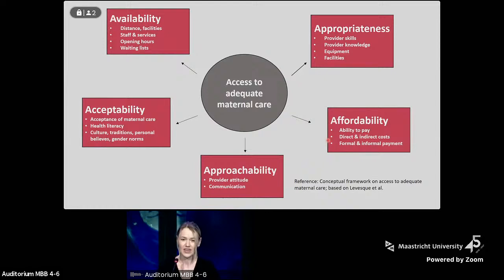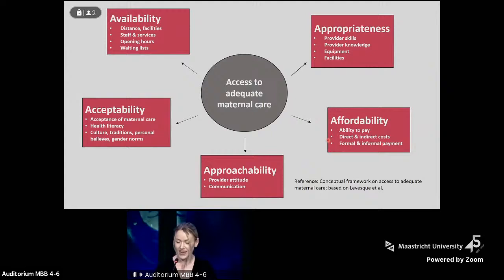System level indicators such as the number of healthcare institutions and providers and public healthcare coverage only partly indicate the access to adequate maternal care. It doesn't capture such aspects as distribution of healthcare facilities, the provider attitude or ability to pay for care. I want to elaborate on this framework because I will be using these concepts throughout my presentation today.